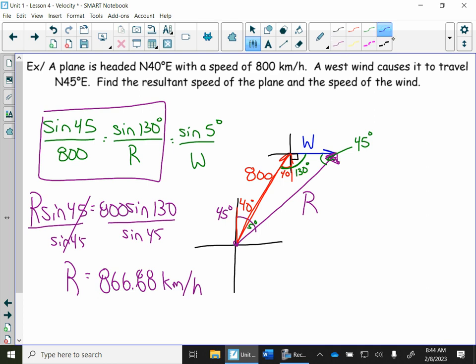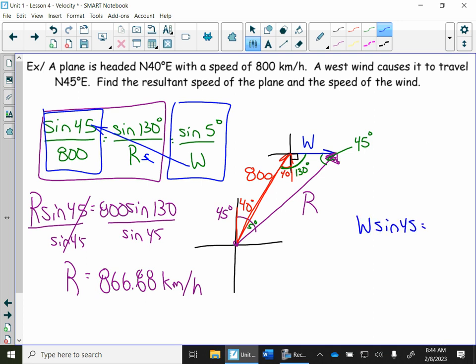I could do the exact same thing for the wind one, use the W. And I could use either of the other two because I know what R is now. I'm just going to use this one because it's a nice number, no decimals. And I'm going to cross multiply this way. So W sine 45 equals, and then we'll do this one, 800 sine 5. Divide out the sine 45 again, just like we did the previous one. Same question, right? Just with slightly different numbers in there. And I got 98.6 kilometers an hour.